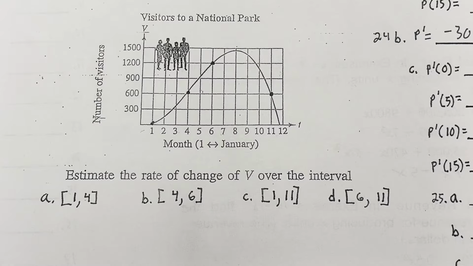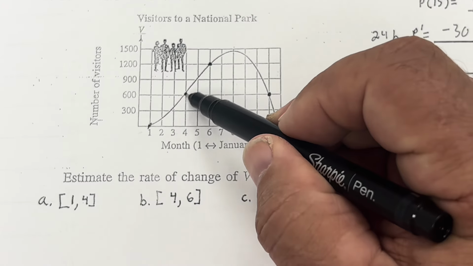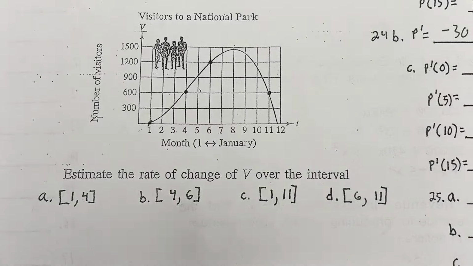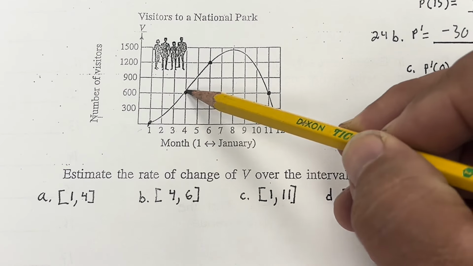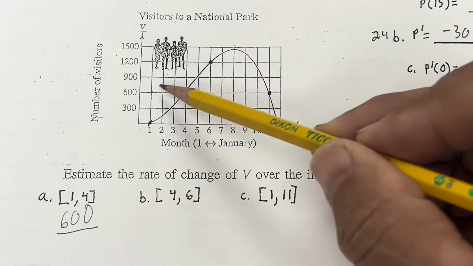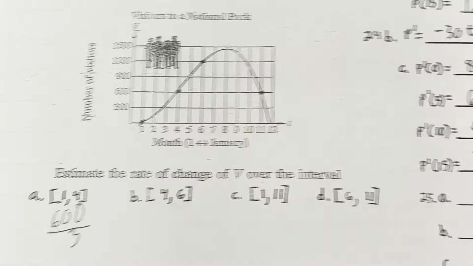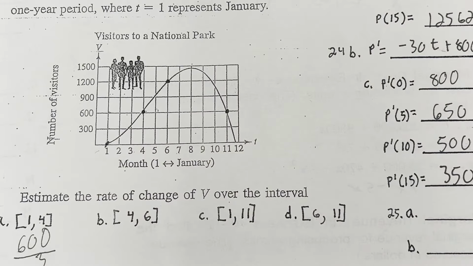Average rate of change on a graph. So from 1 to 4, that's going to be from this spot to this spot. So to get from 1 to 4, I have to go up 300, 600. And then I have to go over 1, 2, 3. So 600 over 3, that's going to equal 200.